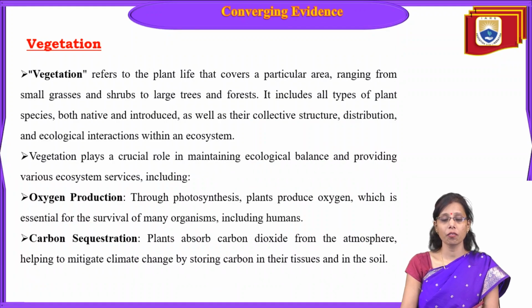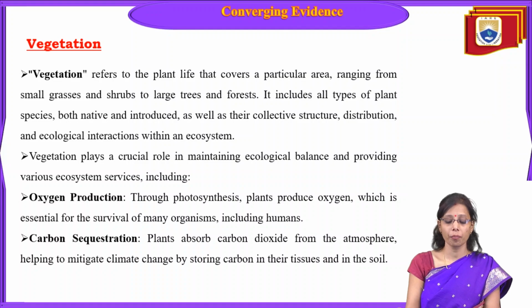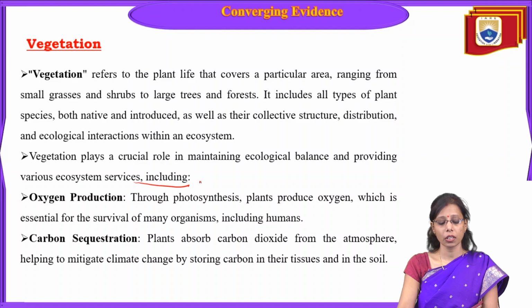Now vegetation, what is vegetation? Vegetation refers to the plant life that covers a particular area, ranging from small grasses and shrubs to large trees and forests. It includes all types of plant species, both native and introduced, as well as their collective structure, distribution and ecological interactions within an ecosystem.